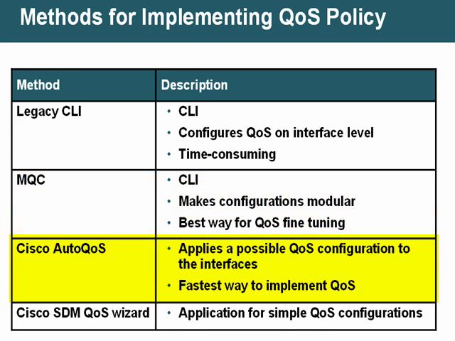Cisco Auto QoS is also an option for configuring QoS. It's very fast, but not necessarily very accurate. However, it can be fine-tuned through the MQC. The Cisco Security Device Manager also provides a QoS wizard.